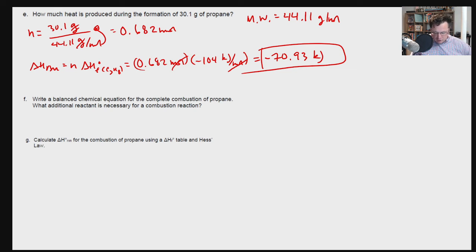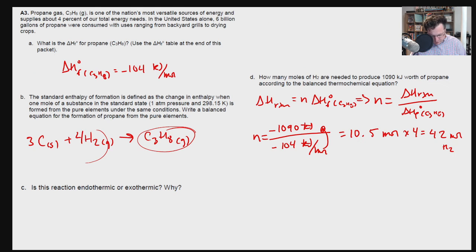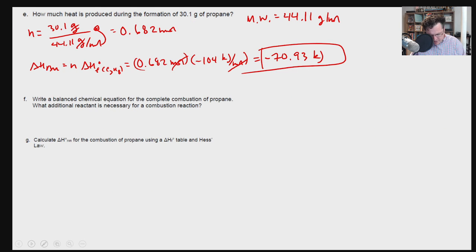F, write a balanced chemical equation for the complete combustion of propane. What additional reactant is necessary for a combustion reaction? Hopefully this is something you learned in Chem 100 or in AP chemistry. Combustion reactions require oxygen, so you have to add oxygen as a reactant, and what you should be producing, if it's a clean reaction, is carbon dioxide and water as your products.